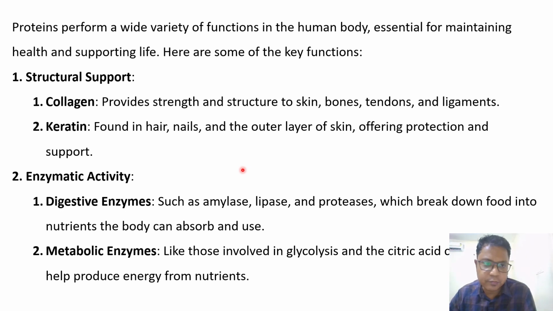First, structural support. Let us see some examples. Collagen provides strength and structure to skin, bones, tendons, and ligaments. Keratin, found in hair, nails, and the outer layer of the skin, offers protection and support. Next, enzymatic activity. Digestive proteins such as amylase, lipase, and protease break down food into nutrients the body can absorb and use. And metabolic enzymes are those involved in glycolysis and the citric acid cycle. So these are the functions of protein.